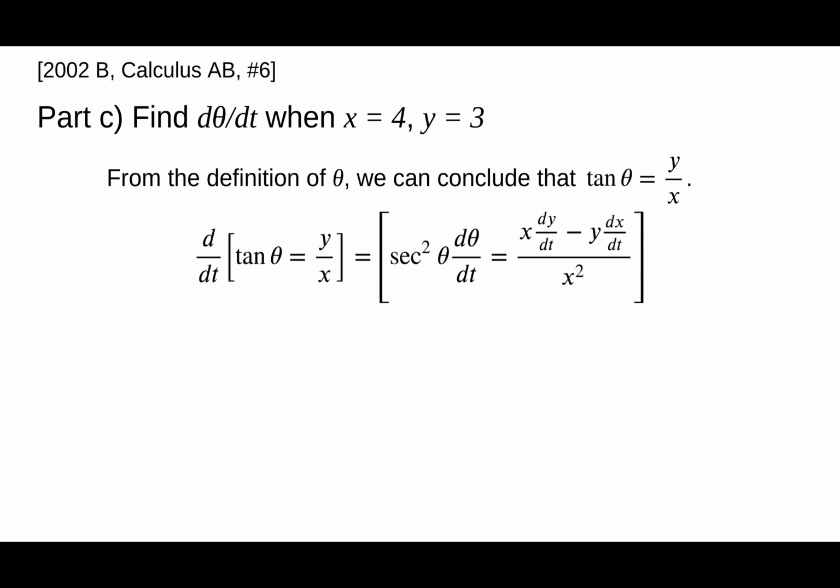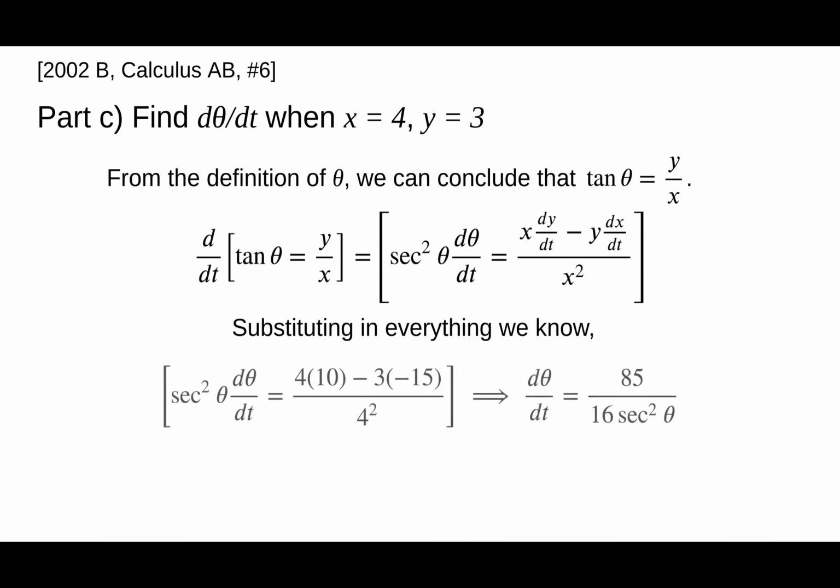So if we differentiate our equation tangent theta equals y over x implicitly, we get secant squared theta d theta/dt is equal to, and then on the right side, since we have y over x, this is actually an application of the quotient rule: x dy/dt minus y dx/dt all over x squared. And then we can solve for d theta/dt by dividing both sides by secant squared theta. So plugging in everything we know, we get 85 over 16 secant squared theta.